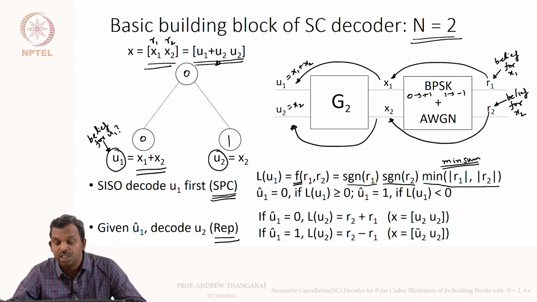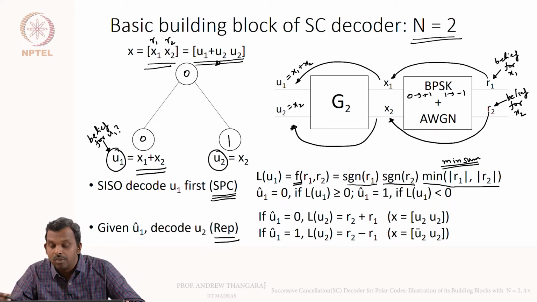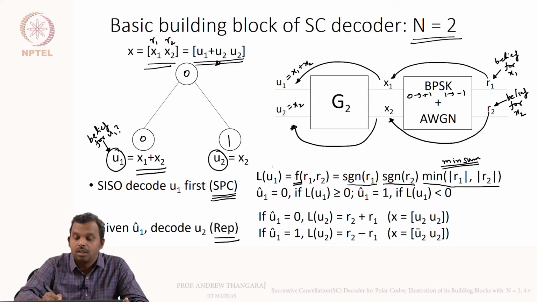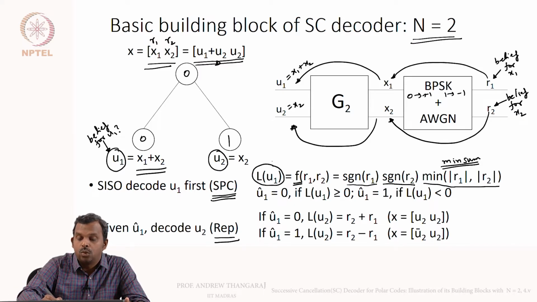Note this notation, this min sum function I will call f. f of R1, R2 is the sign of R1 multiplied by the sign of R2, multiplied by the minimum of the two absolute values. This is important, so note it down. You can see that this is just a single parity check code. So this is your belief for u1.